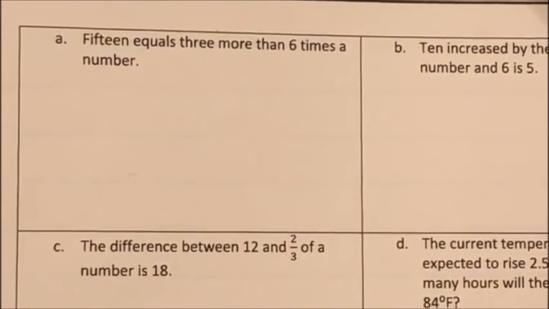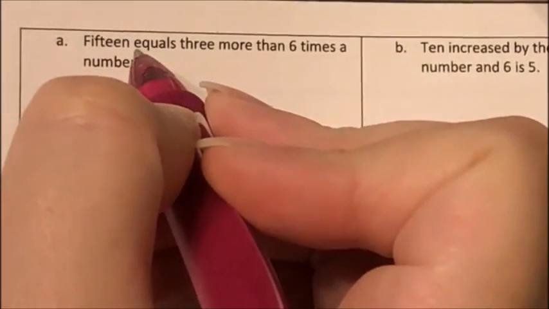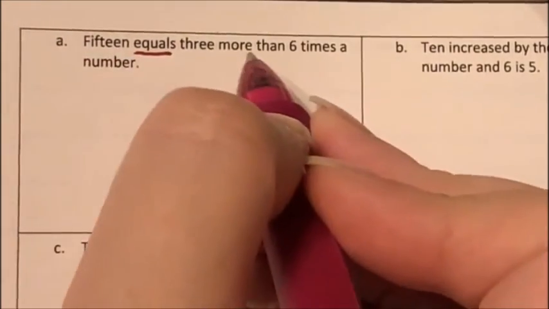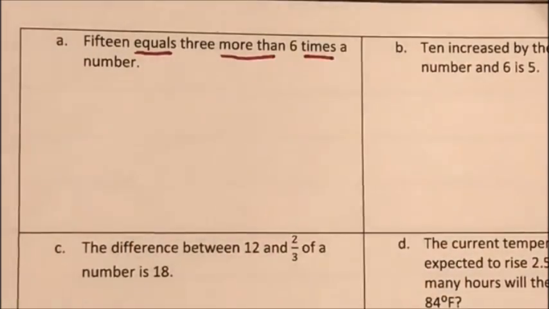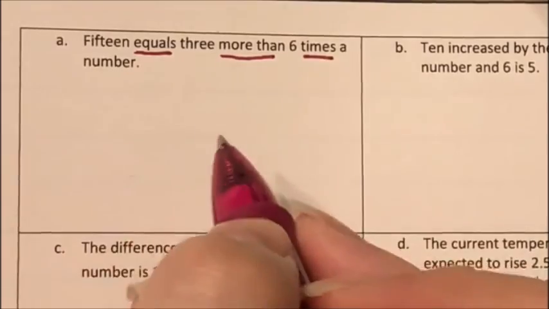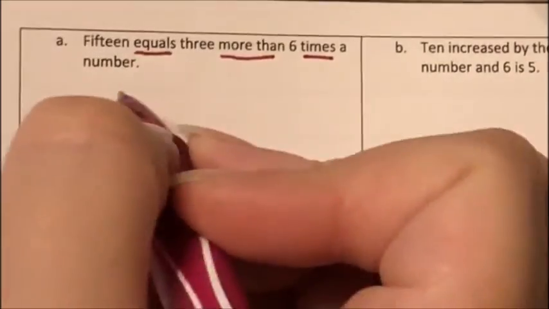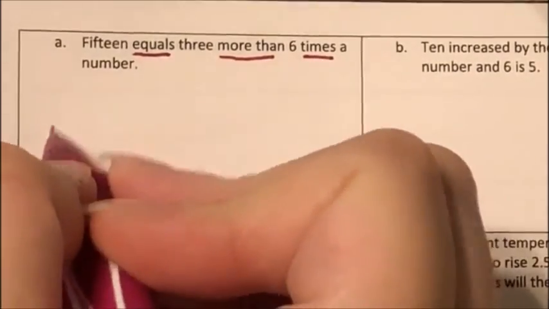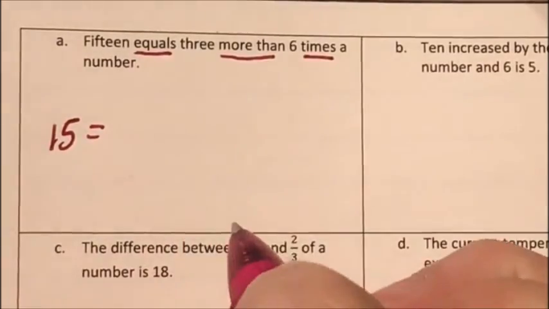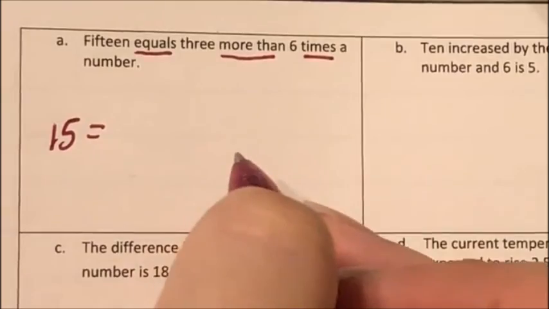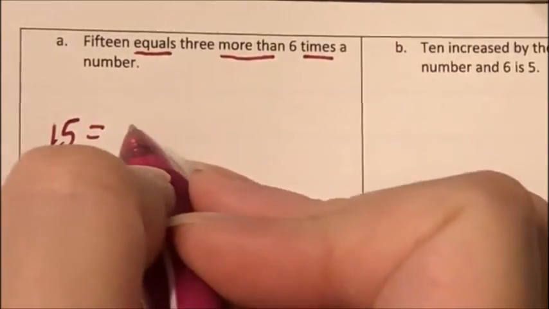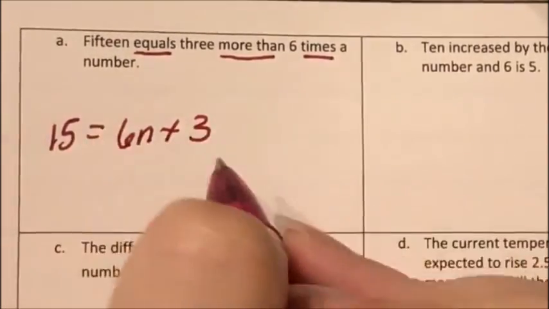Letter A says 15 equals 3 more than 6 times a number. So the words that I'm interested in are equals, more than, and times. Okay, so this tells me, and I'm going to pick a variable. I'm going to say n is my variable. So 15 equals 3 more than, so I'm adding 3, 6 times a number, 6n plus 3.